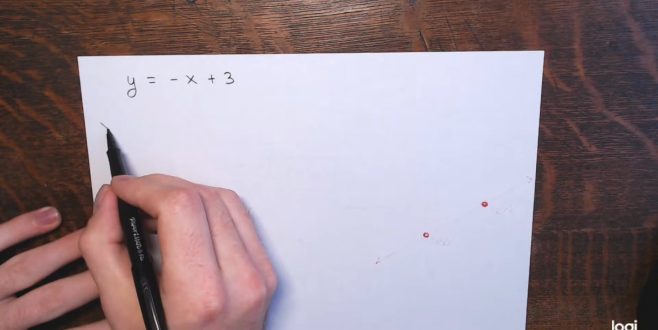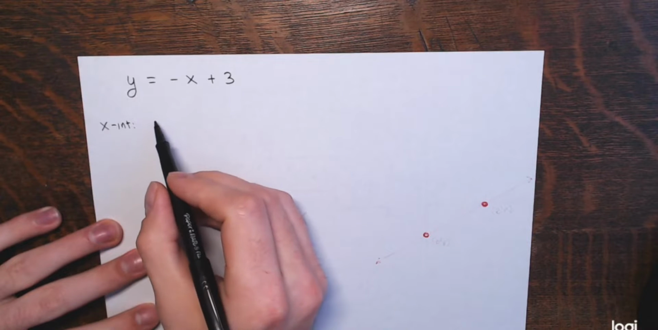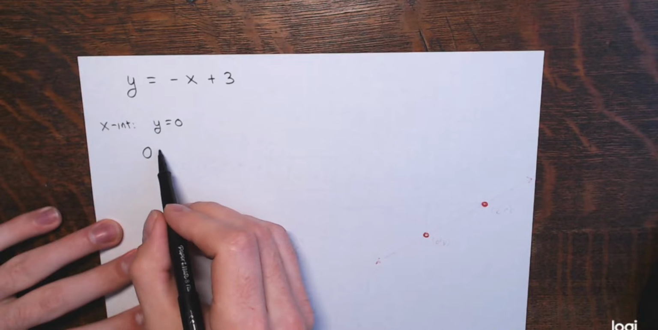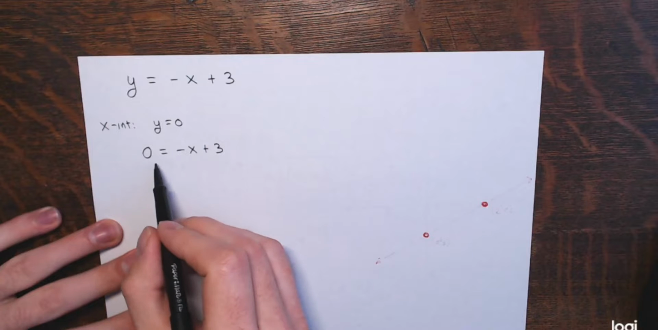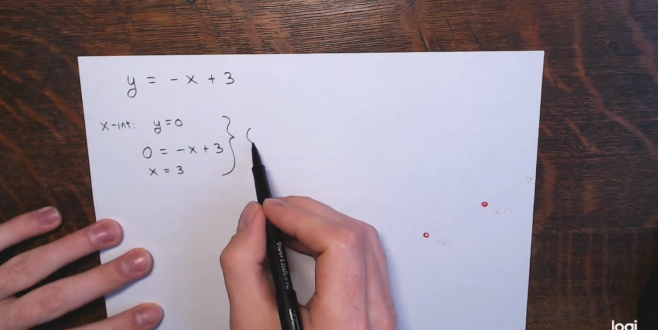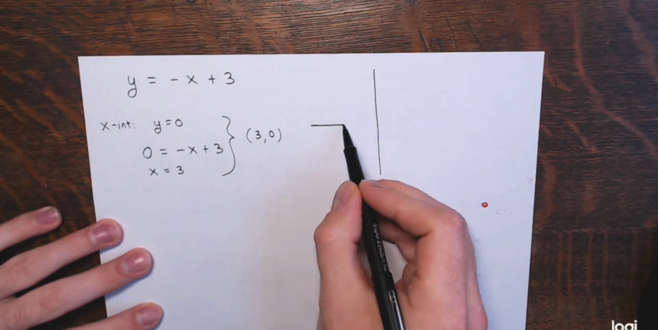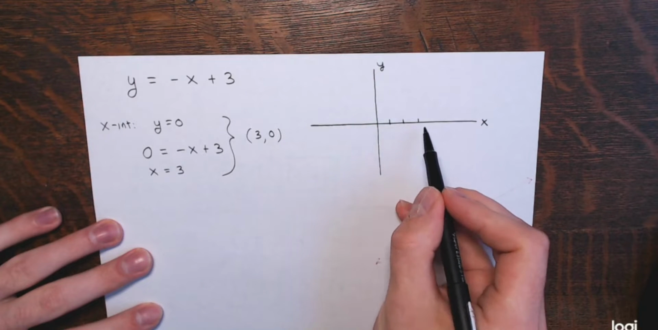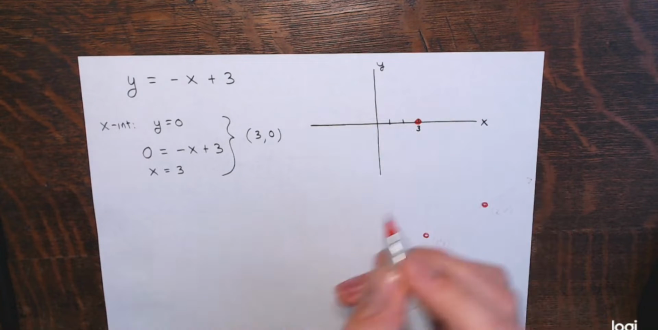Alright, so first I'll find the x-intercept. Let's put x-int. That means set y to be 0. And if you do that, the equation is 0 equals the opposite of x plus 3. And all I would have to do is add x, get x equals 3. Alright, so the x-intercept is the point 3, 0. And if I'm plotting points, x-axis, y-axis, that's this point right here, 3 on the x-axis, 0 on the y. There's the x-intercept.